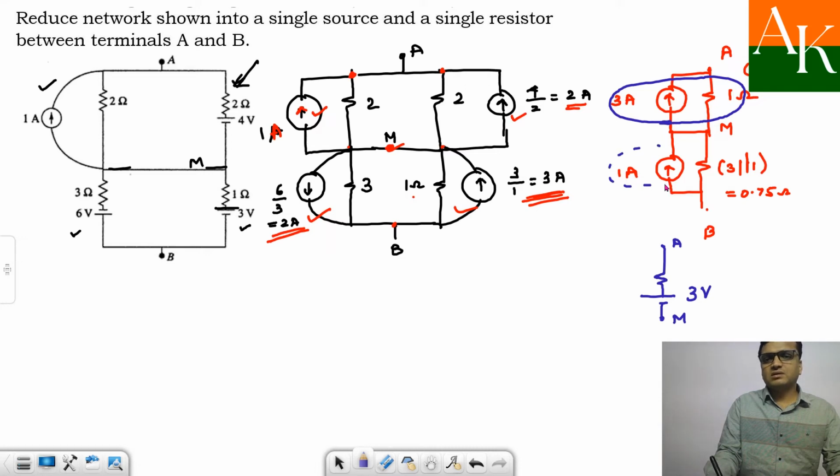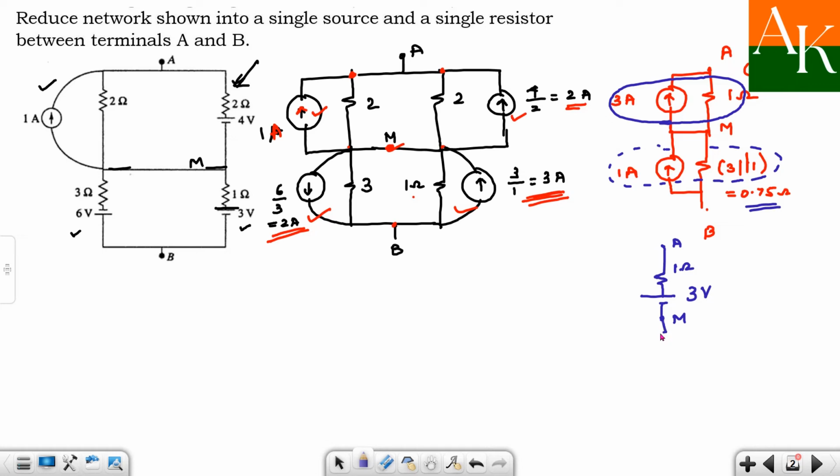Then you will do the transformation of this one. The resistance value will remain the same. I forgot to mention the value of resistance over here: here it is 1 ohm and here it is 0.75 ohm. The voltage source will have positive polarity towards M and negative polarity towards B, because the current is moving away from B. The value of this voltage source is 1 into 0.75, which turns out to be 0.75 volt. So you can see here from A to B you have just one series connection.